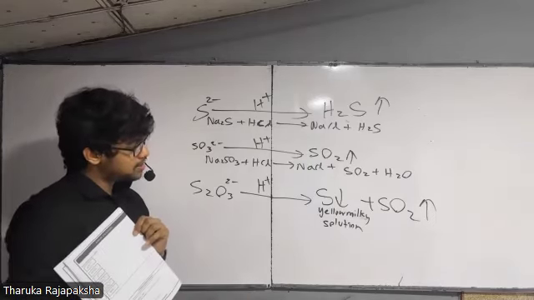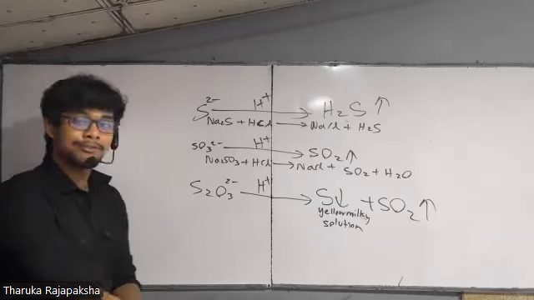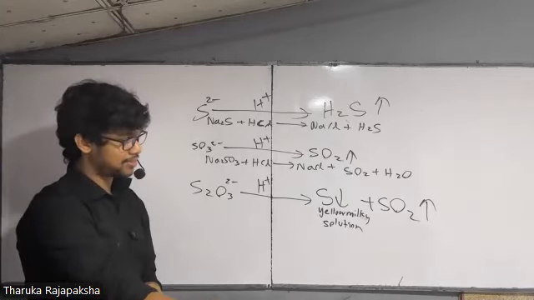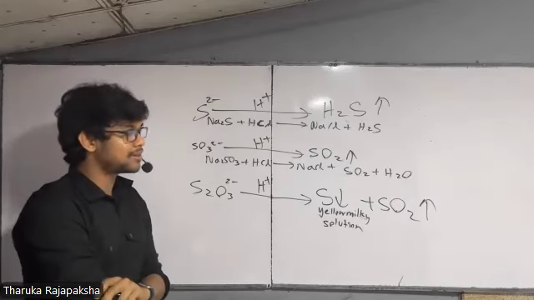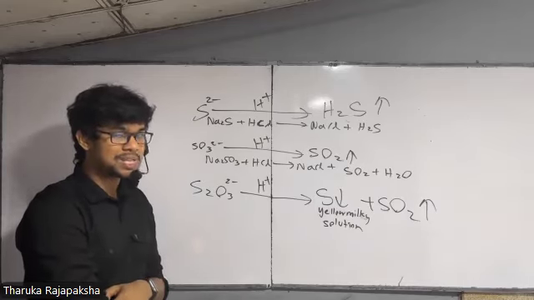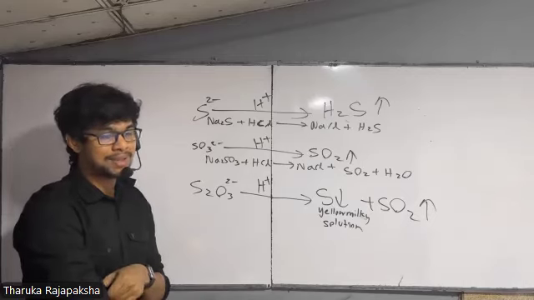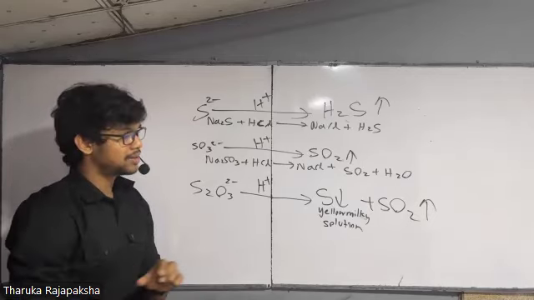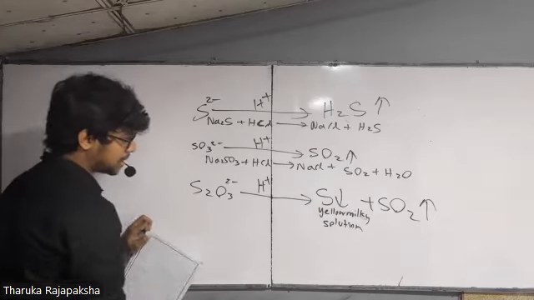So S2O3 2 minus with H plus gives sulfur precipitate and SO2. That's how I fell in love with chemistry that day. I saw that chemistry is not just the stuff we write in the book, it's magic, people. Chemistry is magic. You just go to a place and see the chemistry lab. S2O3 2 minus forms sulfur precipitate and SO2.